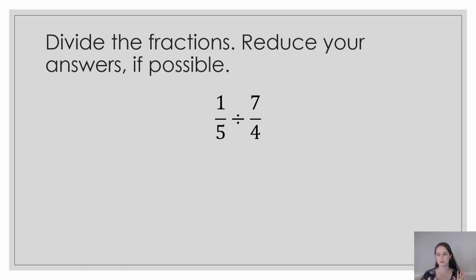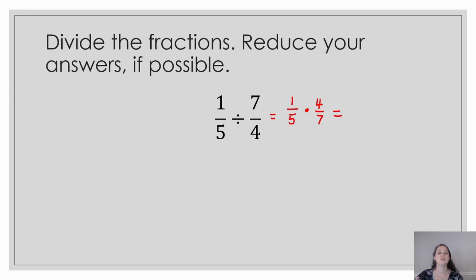So try this one out. Keep, change, flip. Feel free to pause and try it, or follow along with me. I'm going to keep the first fraction, 1/5. So keep, change the division sign to multiplication. Flip your second fraction. So now I've got 4/7. Remember, that's called the reciprocal. Reciprocal. It's a popular word as you get into other maths.